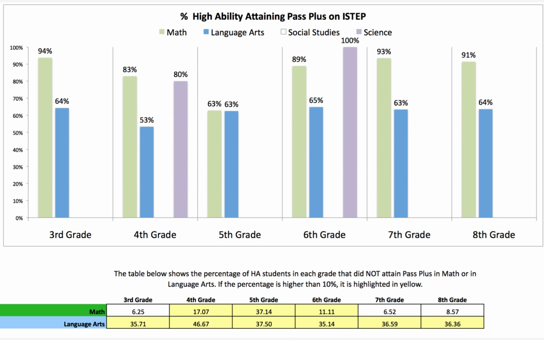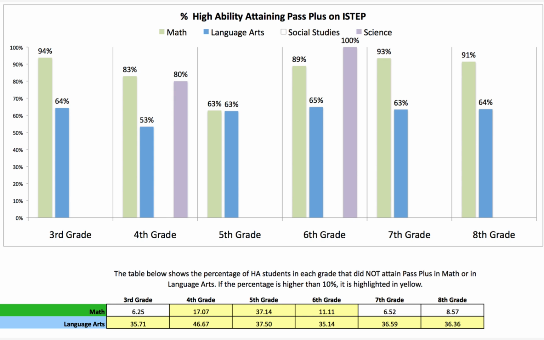On the next page of the data card, you have an indication of how the high ability kids did on ISTEP. Now, as you know, ISTEP is just a measure of grade level standards, so it is not the goal for high ability to be Pass Plus, but it would really be the expectation, the lowest bar. All kids who are identified as high ability should theoretically be able to score at the Pass Plus level.